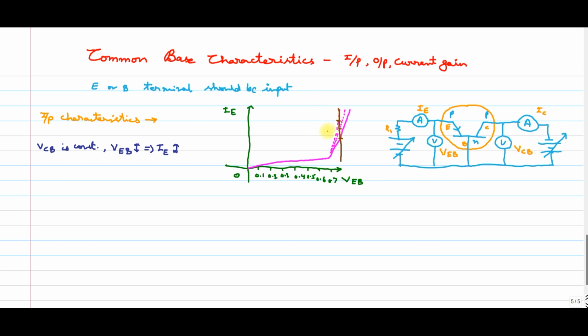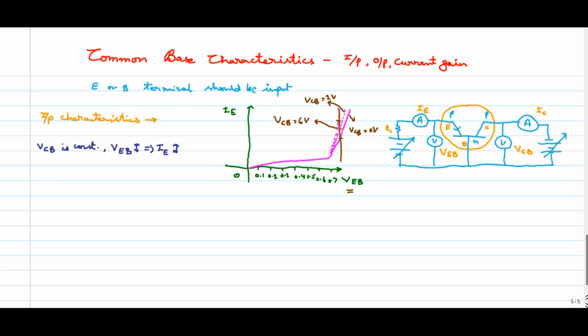So whatever dotted line I have drawn at the end should be the higher VCB value. Let me take VCB equal to 6 volt for that one, VCB equal to 2 volt for the middle dotted line, and for the first line it may be VCB equal to 0 volt. That means as we apply more and more VCB, we get more and more current for the constant VEB. So this is the concept.